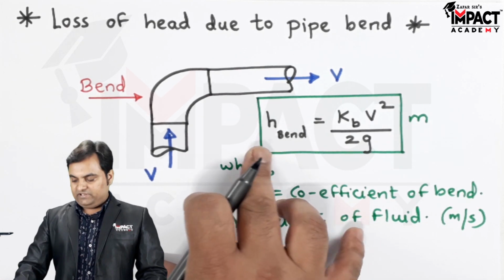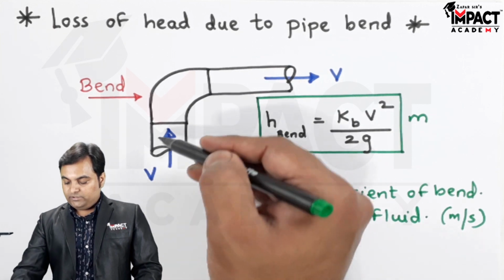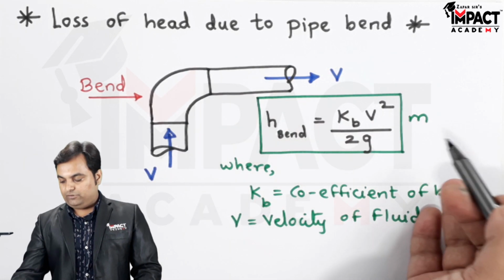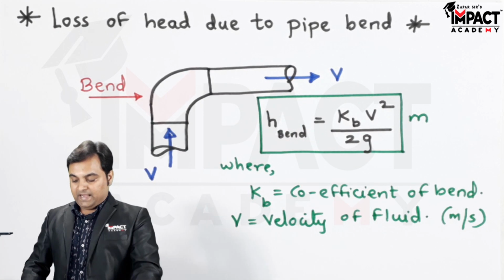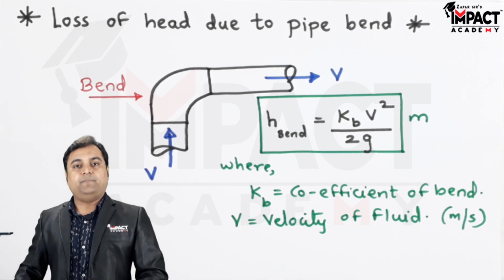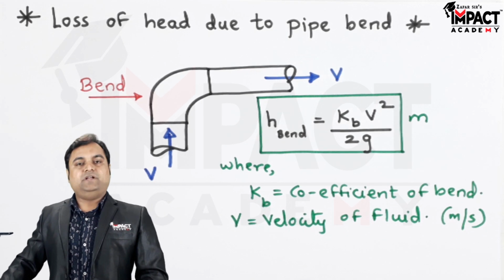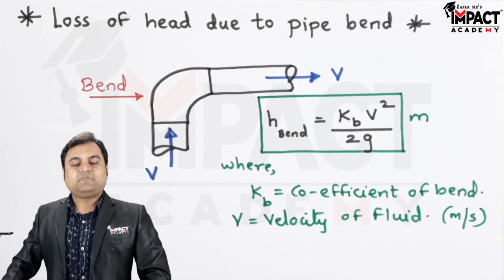So by this formula we can calculate the head loss due to the bend which changes the direction of flow. Unit is in terms of meter, and this should be considered. It is a kind of minor loss which should be considered while solving the problems related to minor losses.